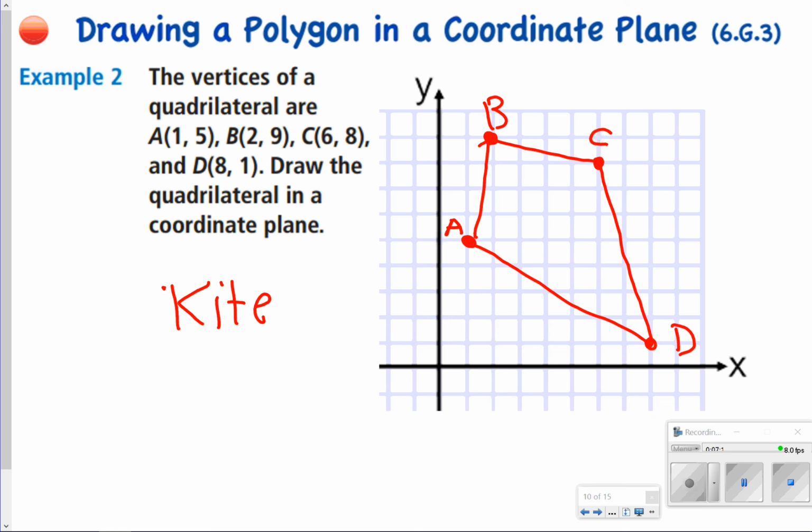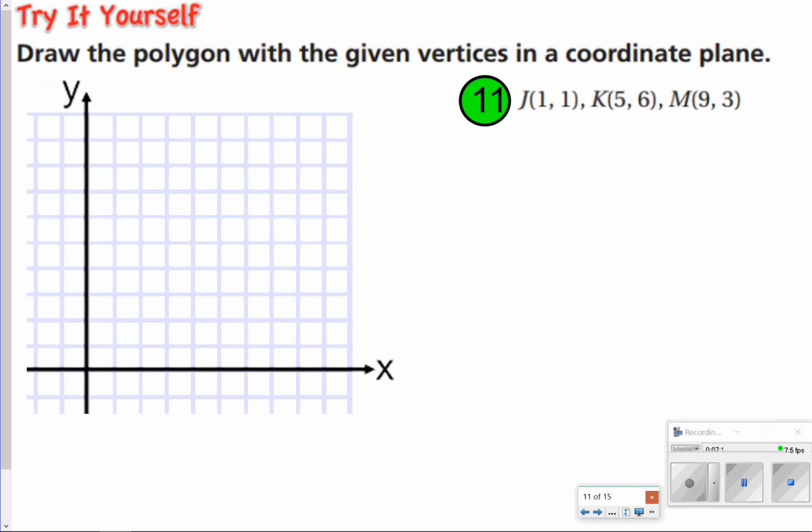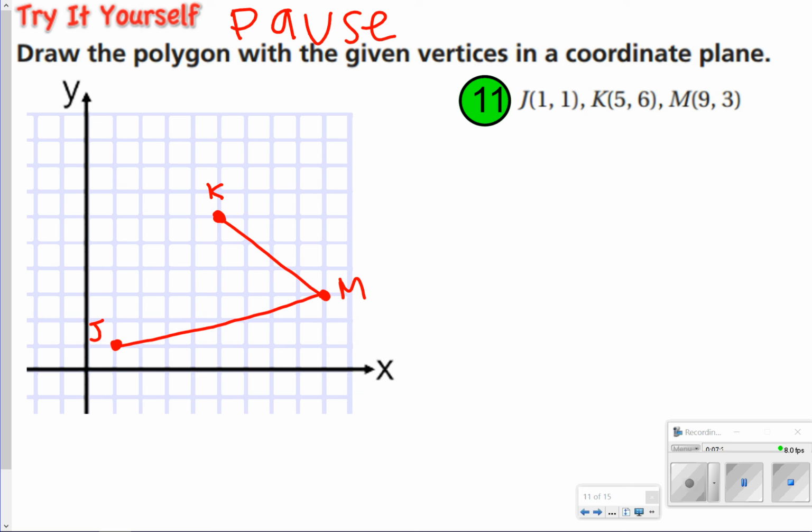Okay? So you're going to go ahead and try this one in your notes. Use that graph paper that you have. Go ahead and pause the video now and try to graph letters J, K, and M and connect your dots. And once you're done, click play. Here's what all 3 of your points should look like, and when you connect them all together using a straight line, you're going to notice that you made a triangle.